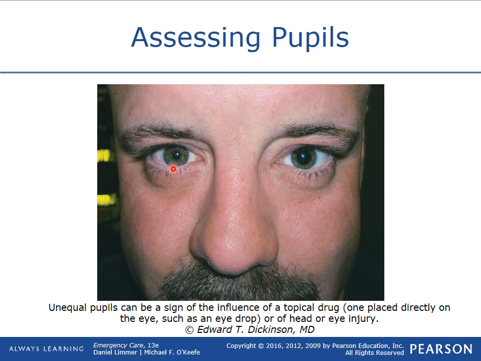But it also can be influence of drugs, or it could be a chronic issue. This could be the normal eye, and a person could be blind in this eye, and that's just how the eye looks all the time. So once again, knowing what is normal for that patient.